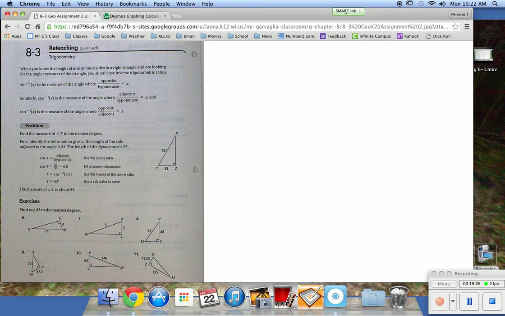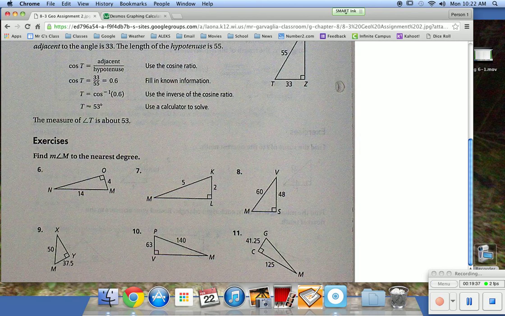Let's take a look. We have to take one of the angles. We don't know which angle it is. Can I figure out what both angles are? Sure. They're looking for just M, but if I get M, I subtract it from 90 and I get the other angle, correct?